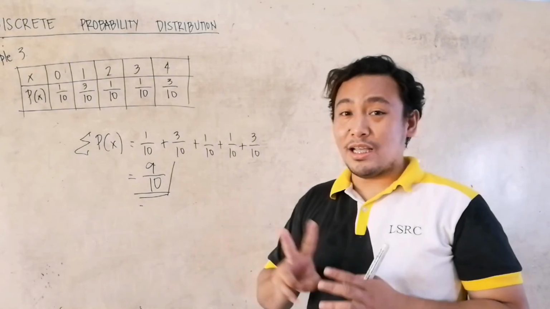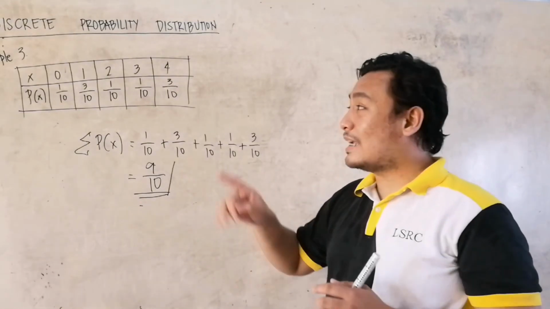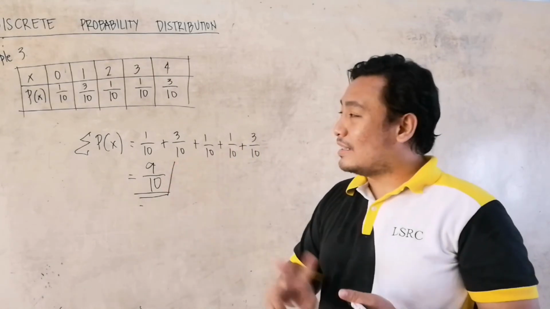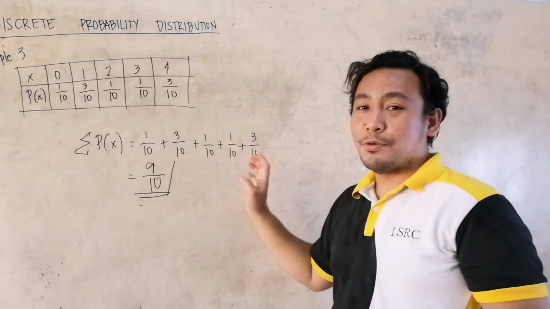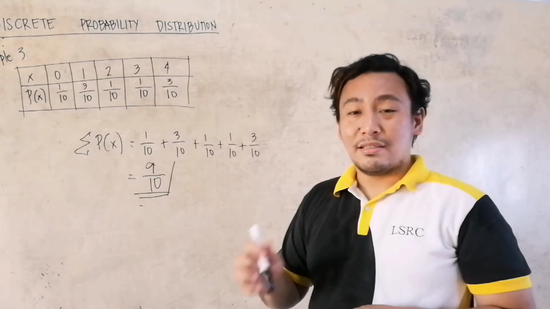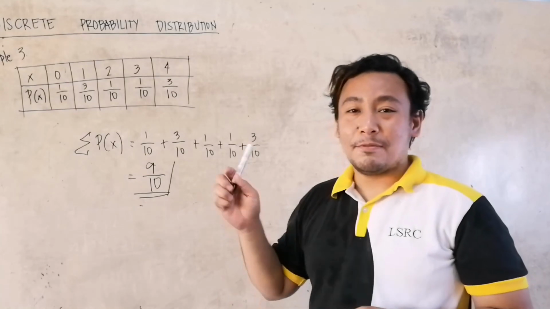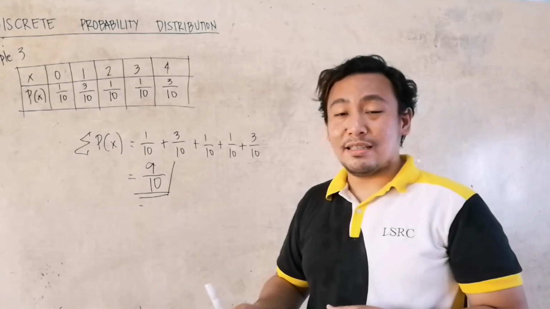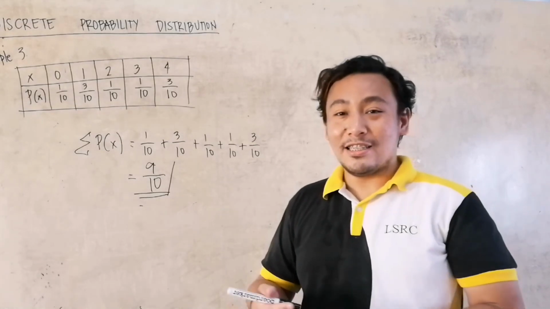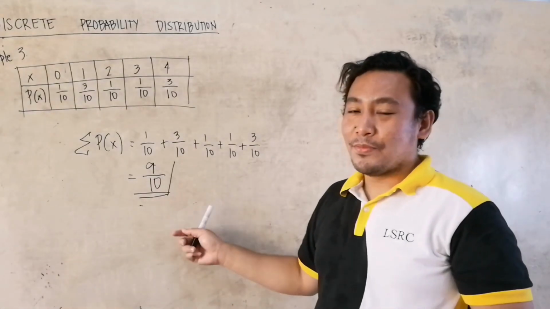So, remember we only have two properties. The first property, kailangan mas malaki sa 0 pero mas maliit sa 1. And the second property, kapag pinag-add natin yung probabilities, that should be equal to 1. So, kapag nasatisfy yung dalawa na yon, then the distribution is a discrete probability distribution. So, yun lang. Ang dali-dali naman nung inaaral natin, di ba?